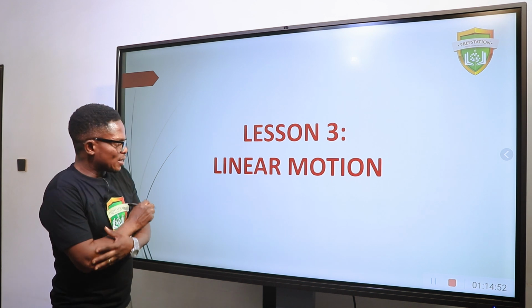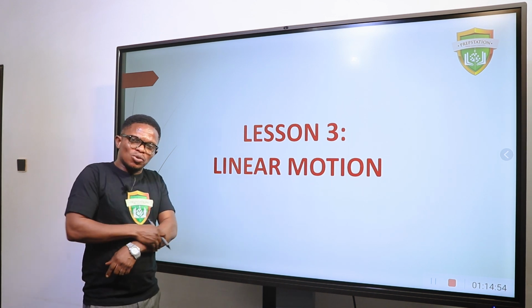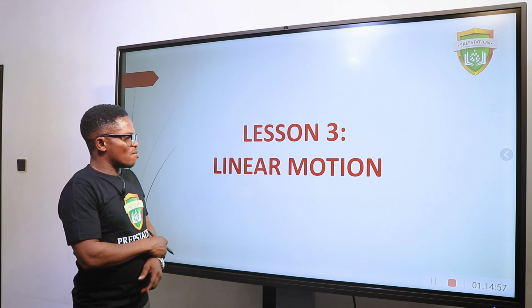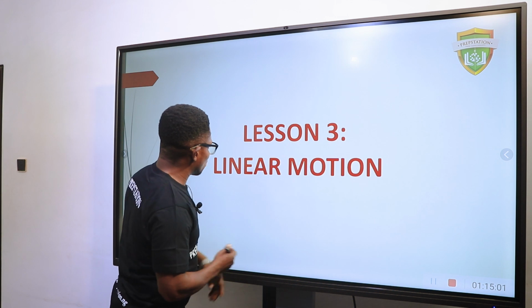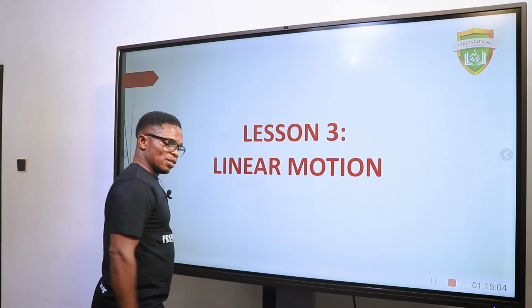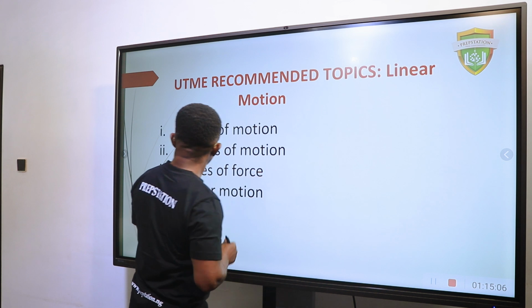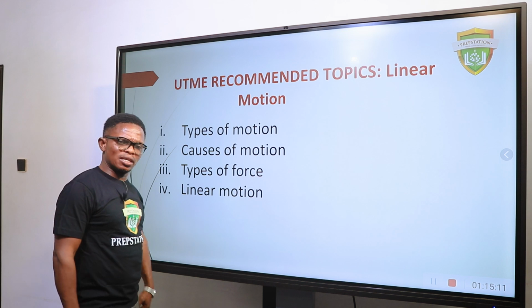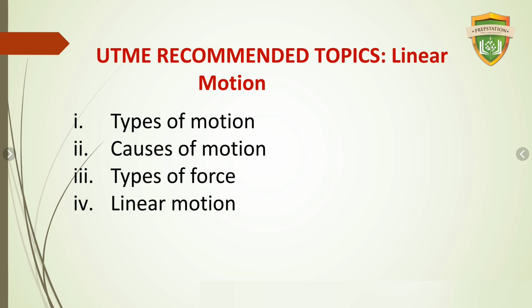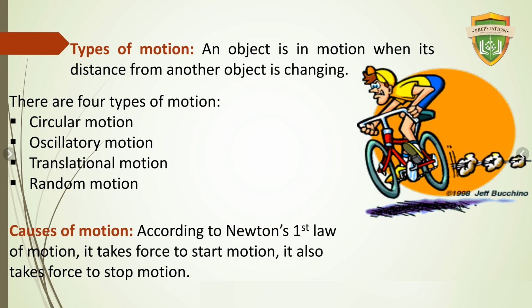So we now go to lesson 3, and here we want to look at linear motion. One of the most popular topics in physics, linear motion. Linear here means straight line motion. So we'll be looking at just 4 subtopics under this: types of motion, causes of motion, types of force, and then the equations of motion for linear motion. All right, so let's start with the types of motion.